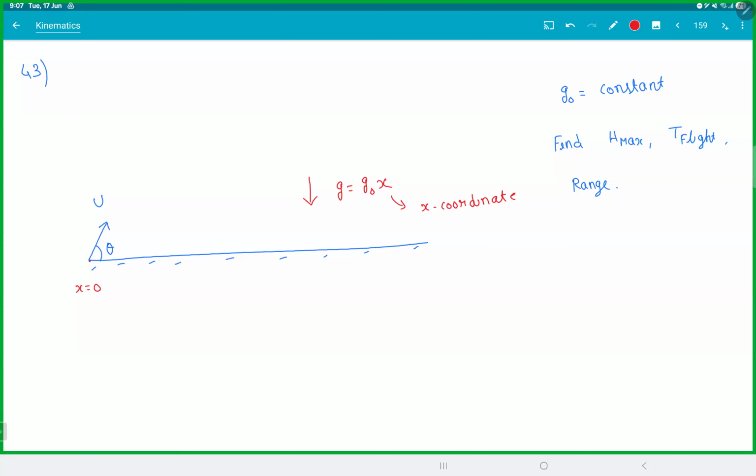How do we approach? I'll tell you what people generally do. Tell me, what do you think about this? So acceleration is g naught x. So I can write this thing as v dv by dx. What do you guys think about this equation? This is a blunder. Now tell me why it is a blunder.